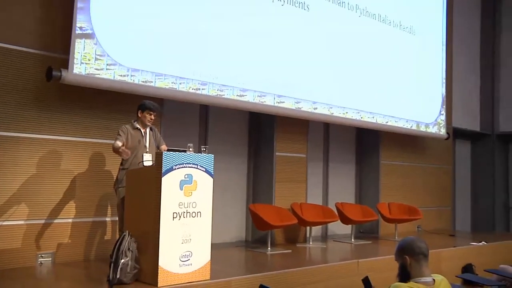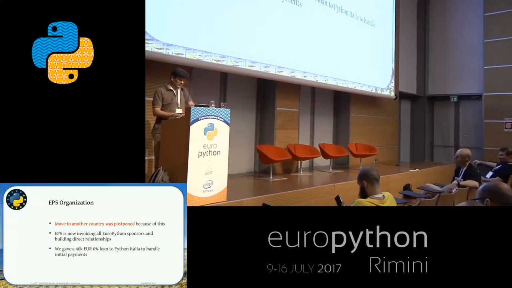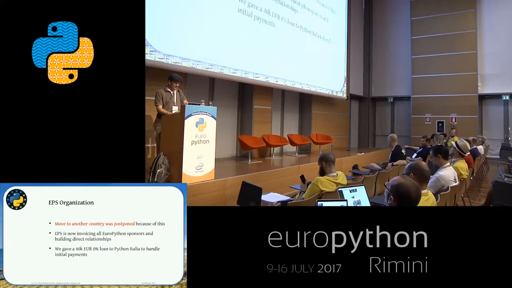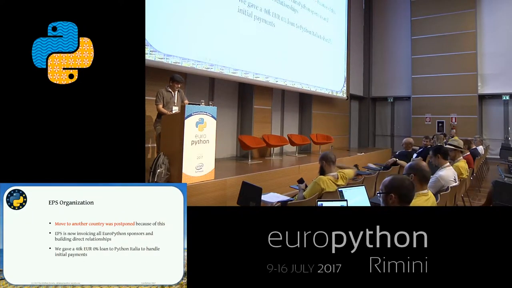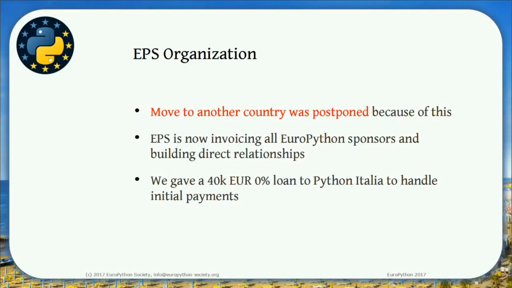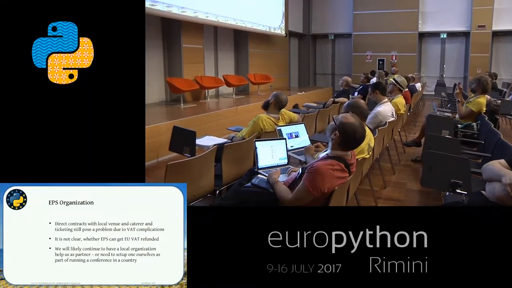And because we don't know whether we can get VAT back in Sweden for expenses that we have in other countries, we decided to go with a local organization, do everything via that, and then not have this issue. So in order to make that happen, we gave 40K to Python Italia as a 0% loan, to handle all the initial payments for the contract here. All the direct contacts were done by Python Italia, so they signed up for the venue. And going forward, unless we get this whole thing with the EU VAT sorted, we have to continue doing this to make things easier.